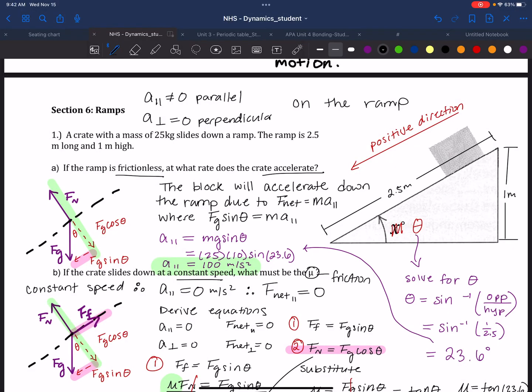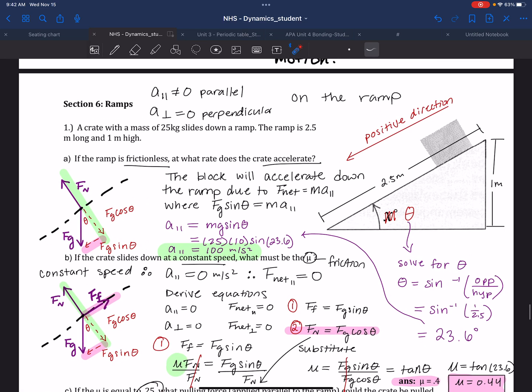All right, so we got ramps. So this ramp has to do with a block that is going down the ramp. So it's actually moving. So we might look at it and we might think, oh my gosh, there's a lot of things different. No, it's actually pretty similar to a block that is staying still on a ramp.